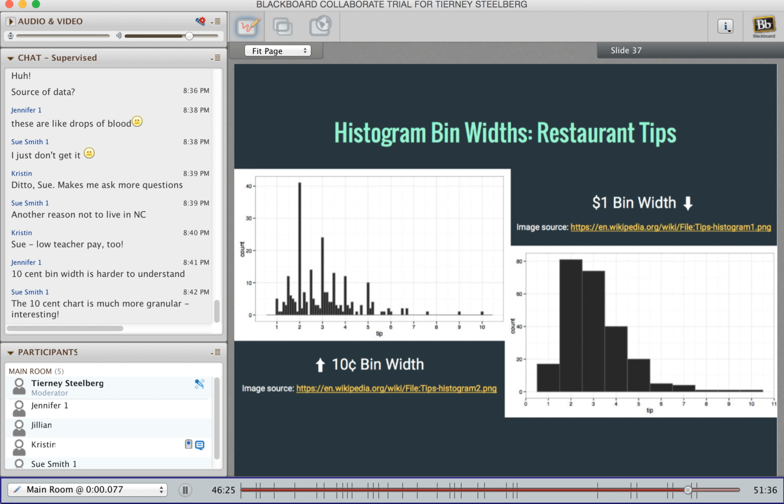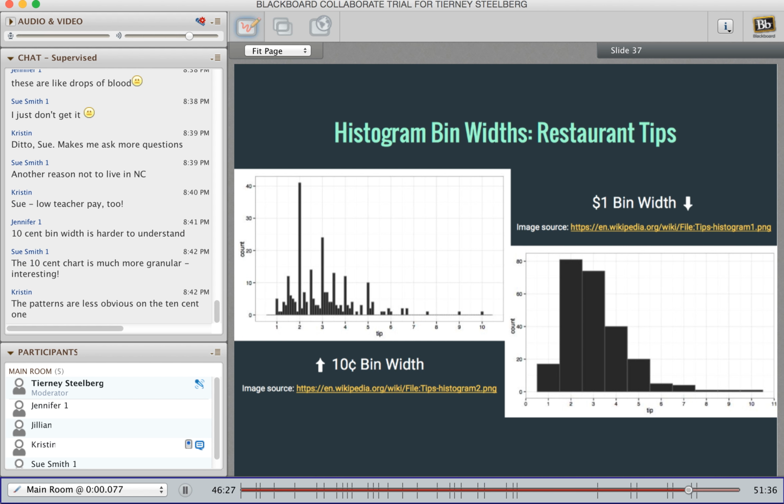Looks like Kristen might be typing, so I'll wait for her to say what she has to say before I move on. She says the patterns are less obvious on the 10-cent one. And that's true. It's harder. It goes up and down and up and down and up and down. So you're just noticing different things with each one.